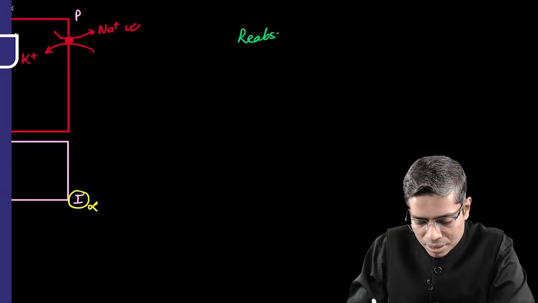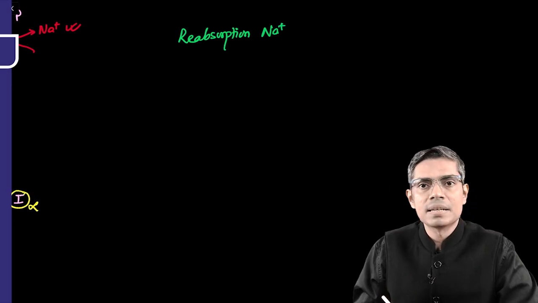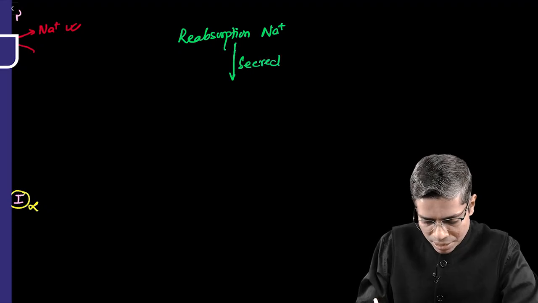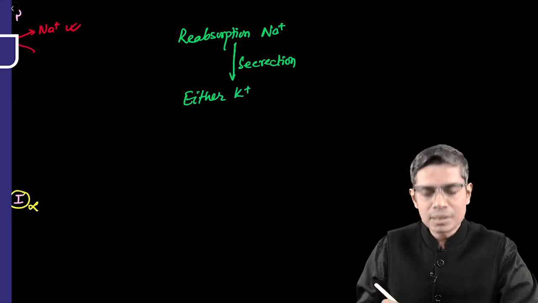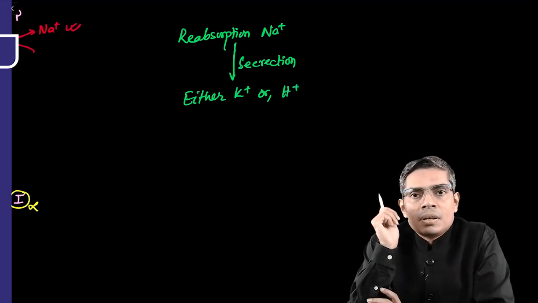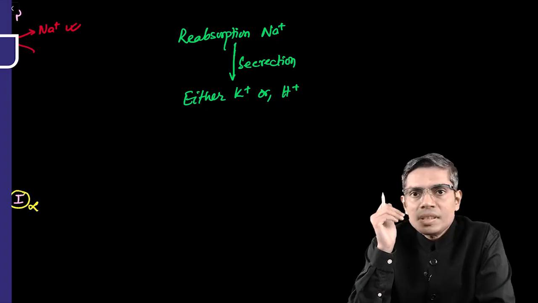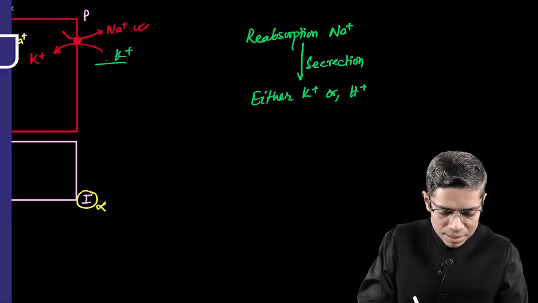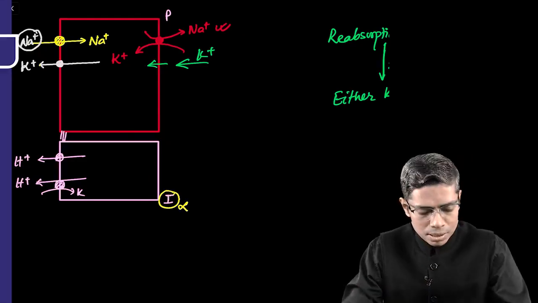Reabsorption of one molecule of sodium at the level of the collecting duct will lead to secretion of either one molecule of potassium or one molecule of H plus ion into the lumen. Now, you are saying "either", so which one is going to be secreted, potassium or H plus ion? It depends on the blood level. If the blood potassium is high, then potassium will be secreted first from the blood to the cell and from the cell to the lumen, right?